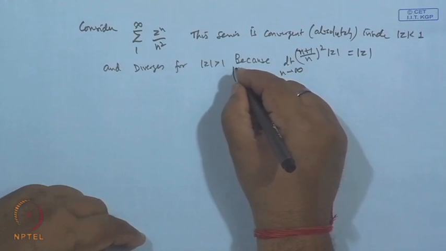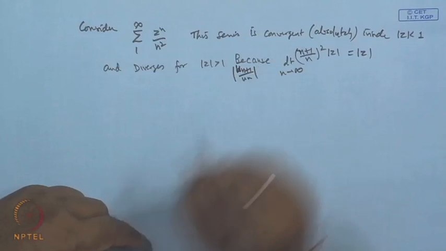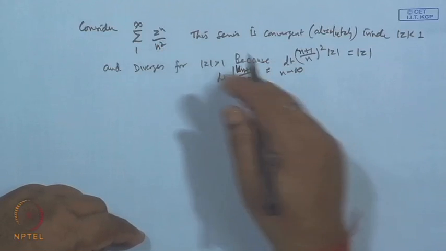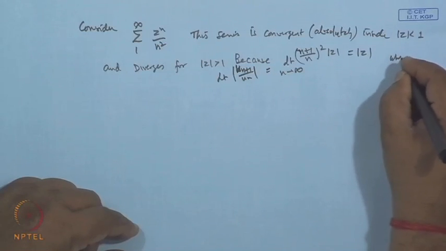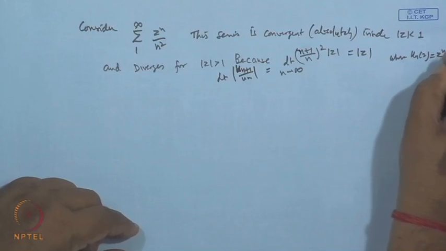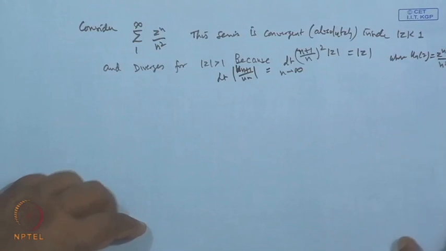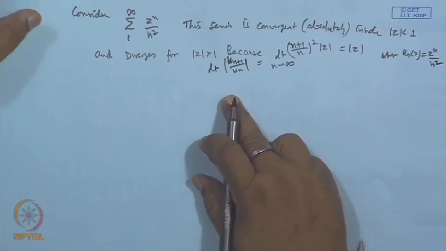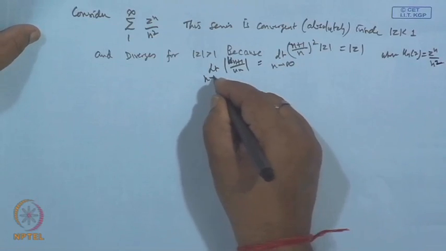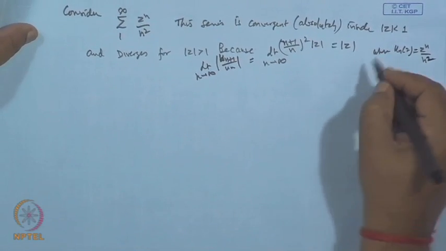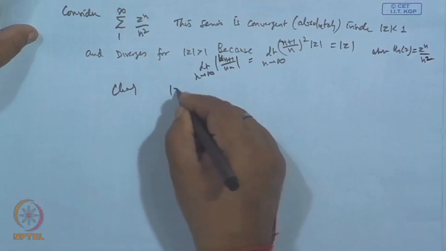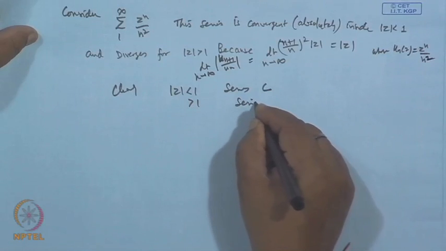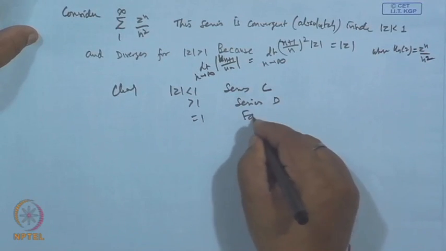Say u_{n+1} over u_n, where u_n(z) stands for this function, u_n(z) equals z to the power n over n squared. So, if you apply the ratio test, then you are getting the limiting value to be this. Now, if |z| is less than 1, the series converges; greater than 1, the series diverges; and equal to 1, the test fails.